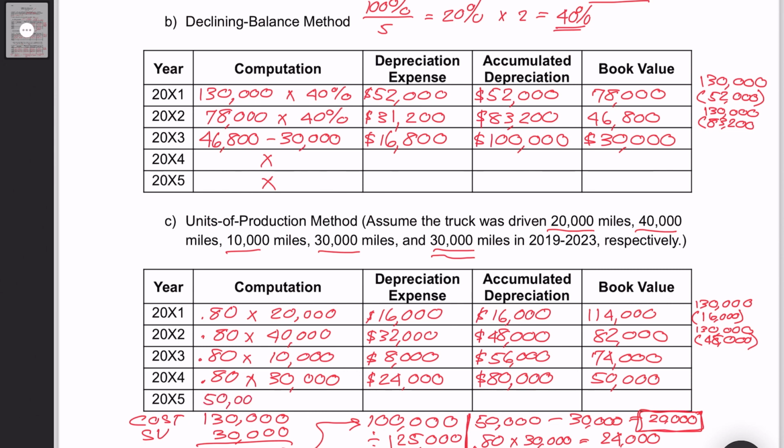We've got $50,000 currently of our book value, subtracting out the $30,000 salvage value, means the depreciation expense we're going to recognize this year is only the $20,000. My accumulated depreciation, adding that to the prior years, we're going to end up with $100,000 of accumulated depreciation and a book value of $30,000.